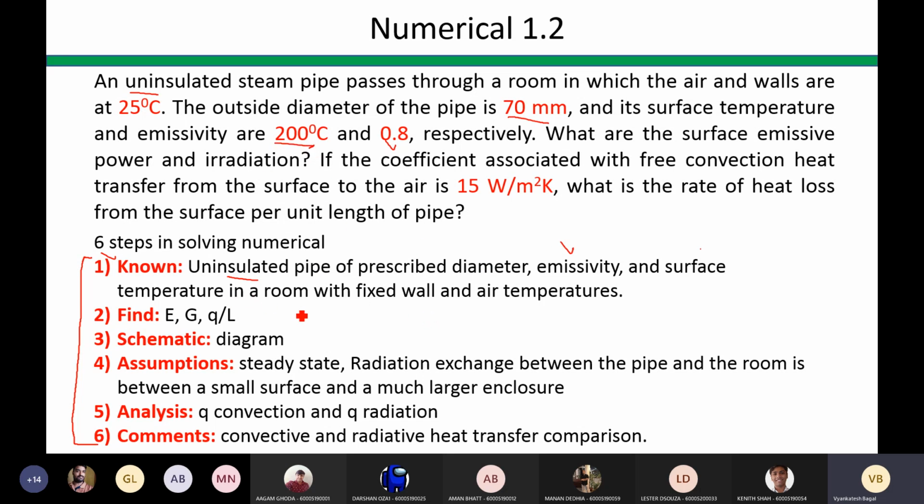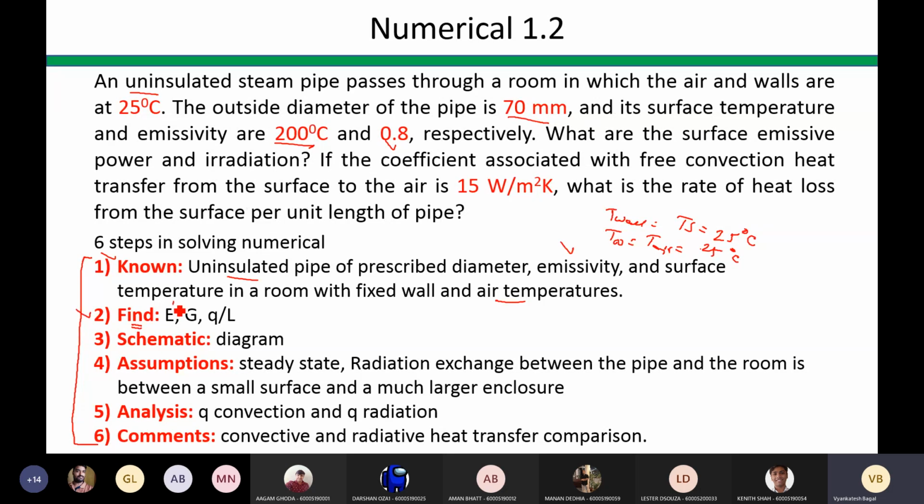And this pipe is kept in a room with fixed wall and air temperatures. So the wall temperature is given. You can call it as T wall or Ts, whatever you want to name it. And the air temperature is also given. So T infinity or T air temperature, whatever notation you are using, let it be. In this problem, both temperatures are the same, 25 degrees centigrade. So your T surrounding and your T infinity temperatures are one and the same, 25 degrees centigrade, right? Then the second point, you will note down what they have asked you to find out.